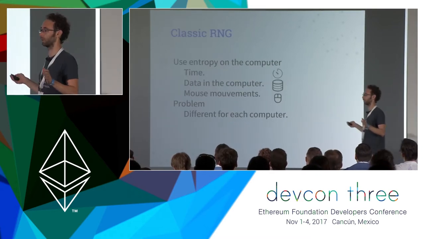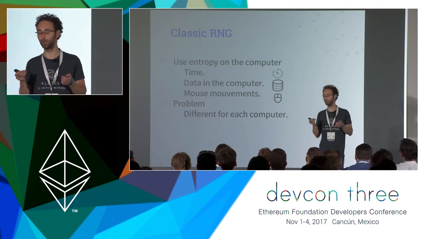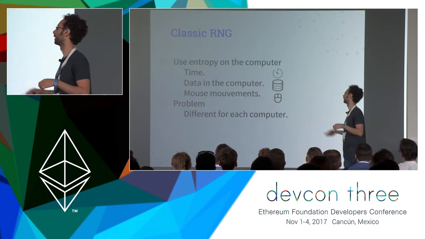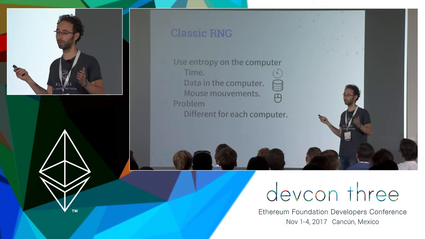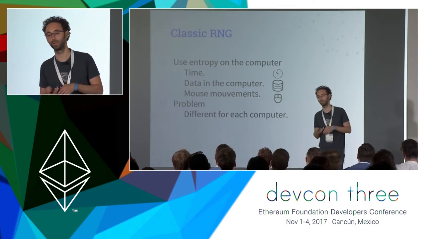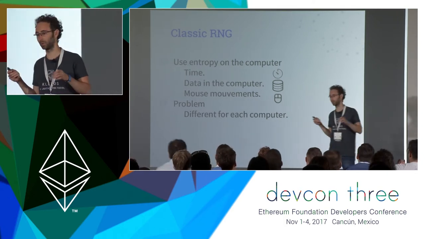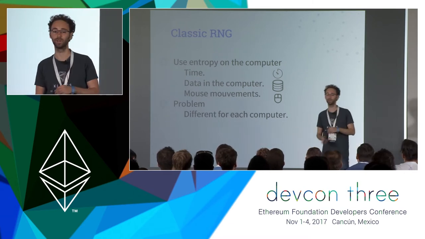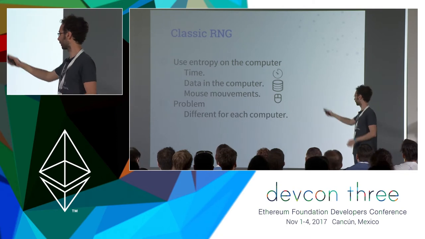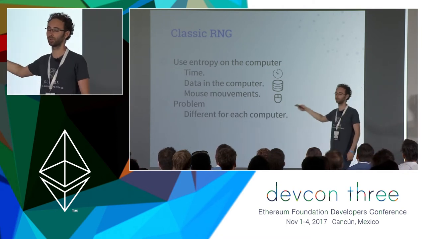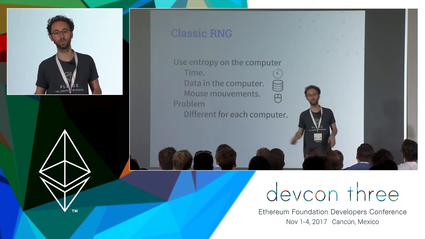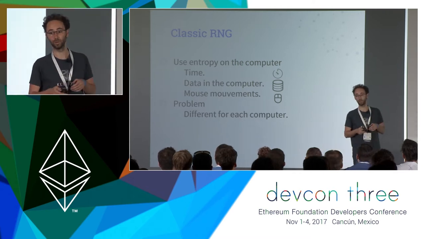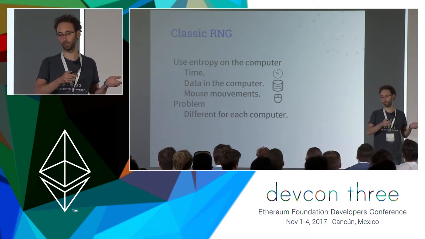When you are on classical computing, you have your own computer, so you can use the time, data in your computer, or mouse movement to get a random number. I remember when I was creating my first Bitcoin address, they asked me to move the mouse and type random stuff on the keyboard, and you generate entropy. But the problem is if you want a random number in Ethereum, which is basically the world computer, you will each end up with a different one locally.